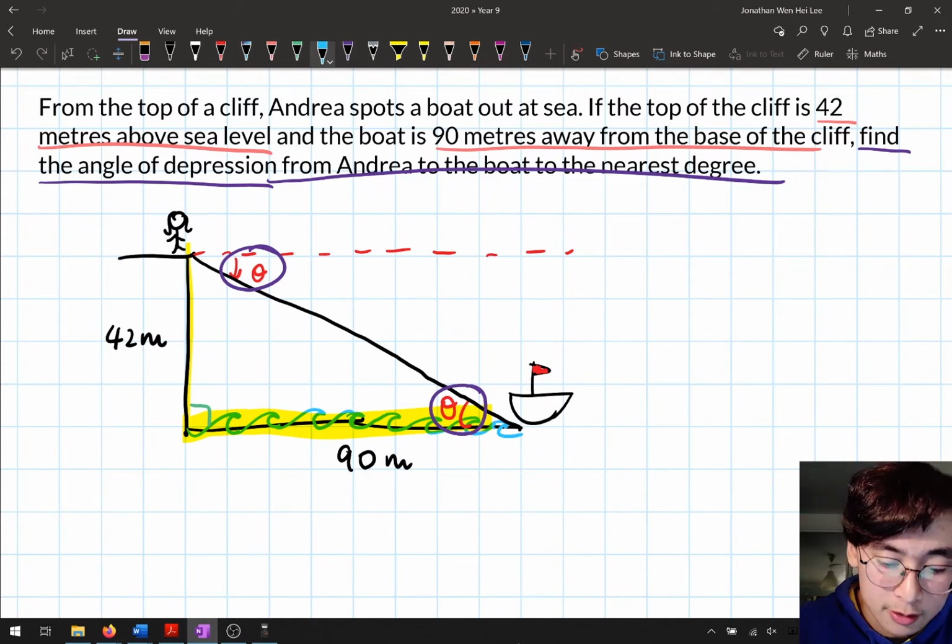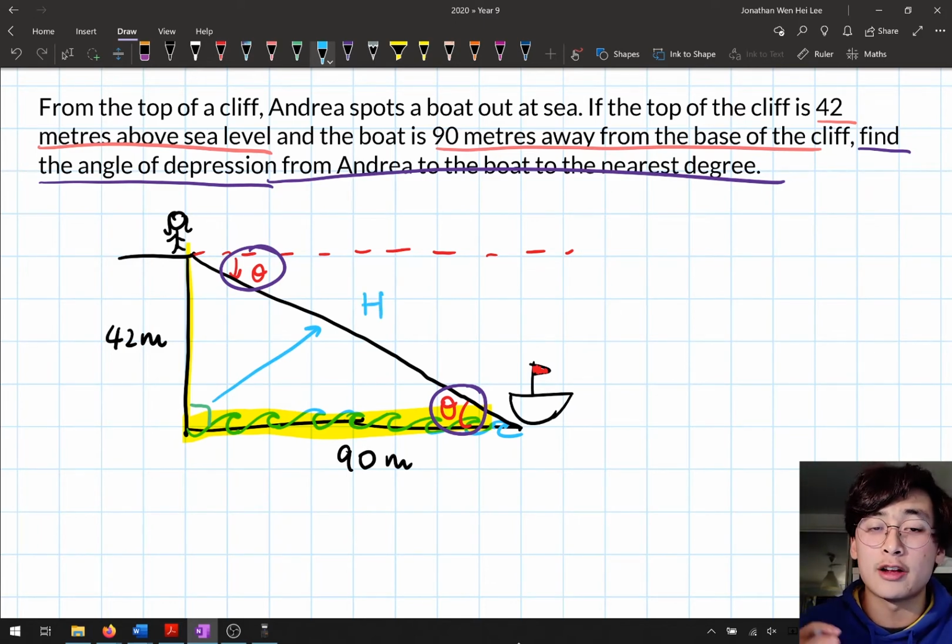So let's label the sides. I go across from my right angle. So this side over here is my hypotenuse. I don't have a value for my hypotenuse for this question, so I'm not going to need to deal with it.